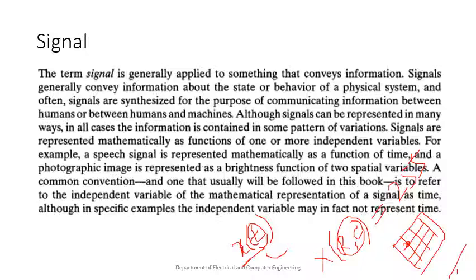So a common convention, and one that usually will be followed in this book, is to refer to the independent variable of the mathematical representation of a signal as time. So here we are not going to talk about spatial variables like two independent variables, we are just going to talk about time. So the independent variable will be time.